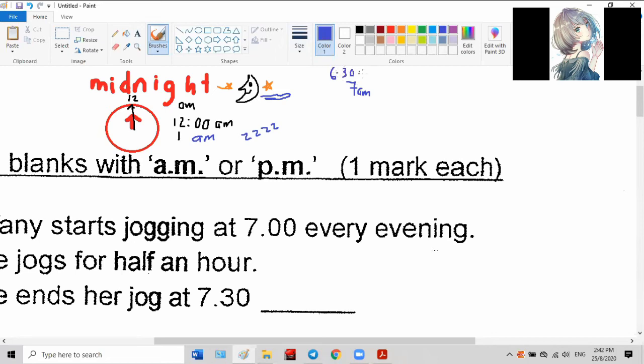Do you know, all this is AM, although the sun hasn't come out yet. As long as it's dark and it's going to be dawn very soon, meaning the morning sun is coming out, all these are AM. Do you know?